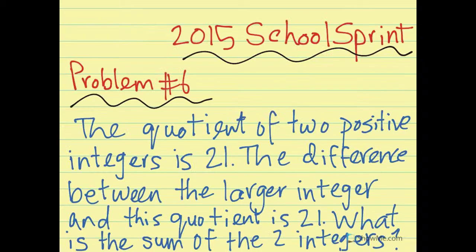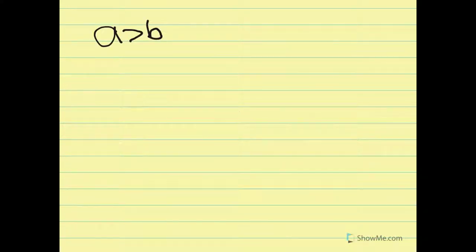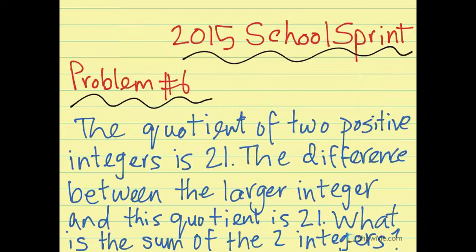So let's let a be the larger integer, so a is greater than b. And we know from the question that the quotient of these two integers is 21. So a over b is equal to 21. Also, we know that the difference between the larger integer and this quotient is 21.